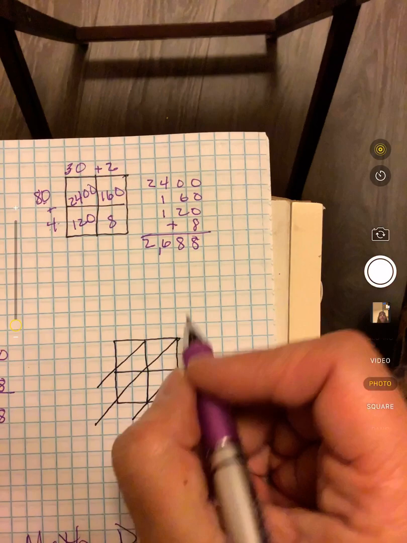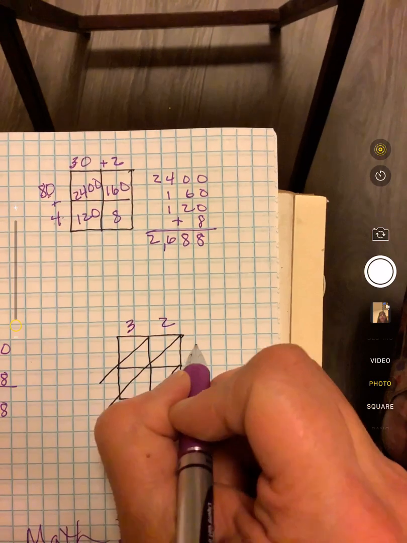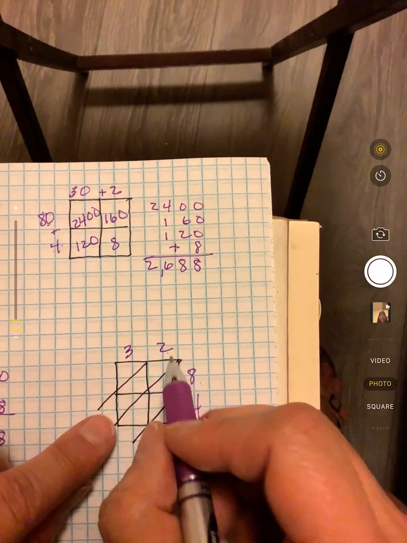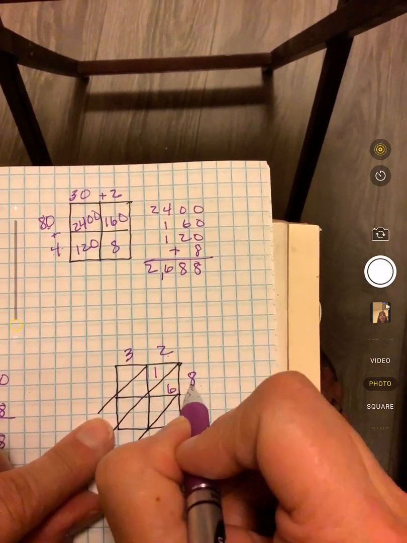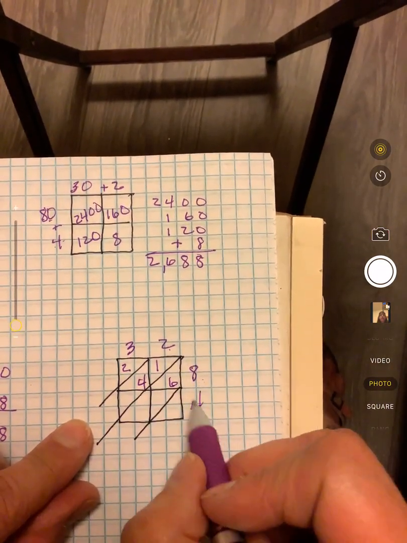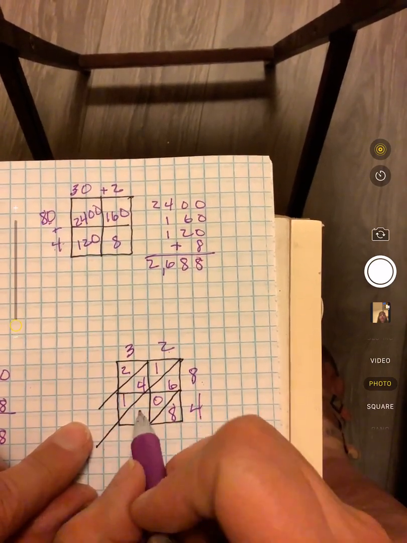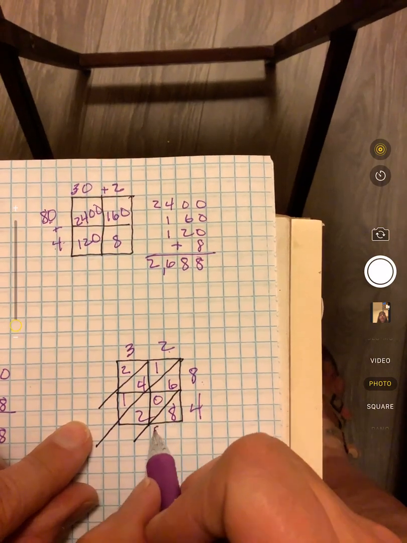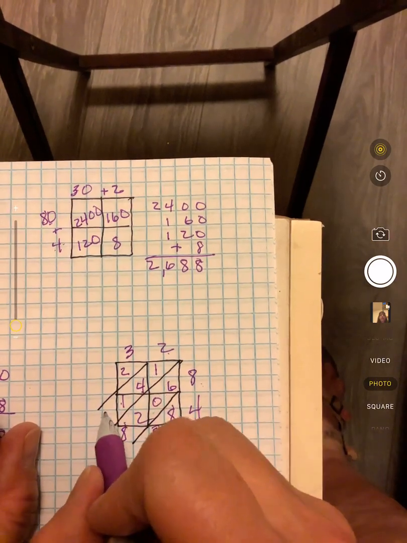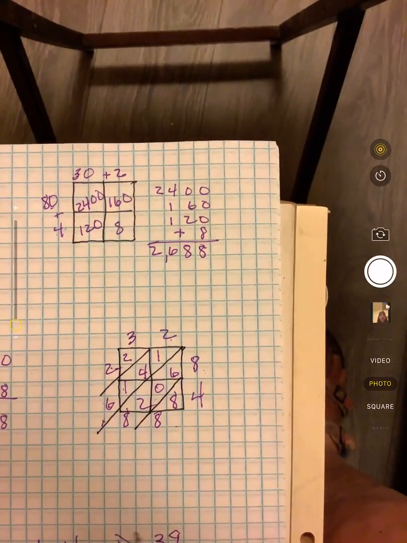Or we can do the lattice method, where we just put these numbers here. 32, 84. Okay, we multiply these two numbers and we get 16. 3 times 8 is 24. Okay, 4 times 2 is 8, so we put a 0 there. 4 times 3 is 12. And then we start adding. 6 plus 0 plus 2, 4, 5, 6, and then 2, 2,688.